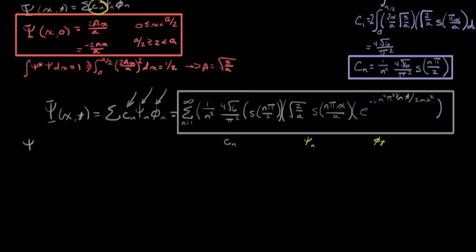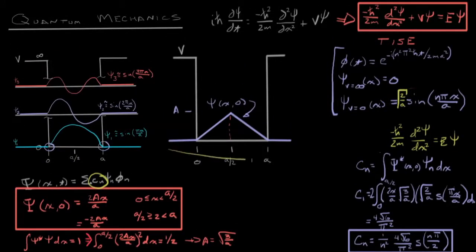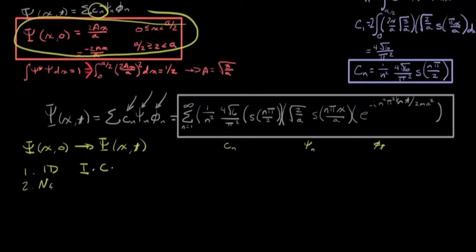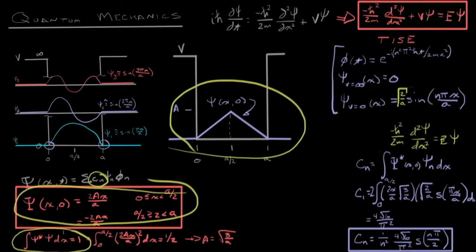In summary, if we're given some initial condition and we want to find the behavior of the wave function over time, we have several steps to follow. First, we'll identify the initial conditions, recalling that we were given this basic shape, and then from there we were able to identify the general format here. Secondly, we were sure to normalize the initial condition. This allowed us to make sure that the probability of a particle being between 0 and a is in fact 1. And it allowed us to identify what this coefficient was.